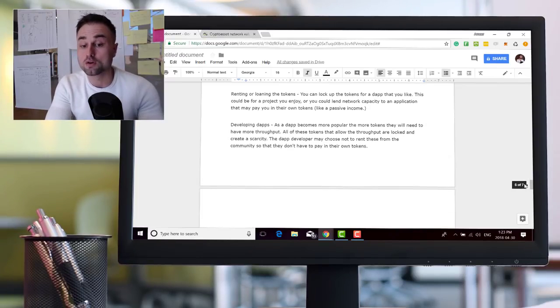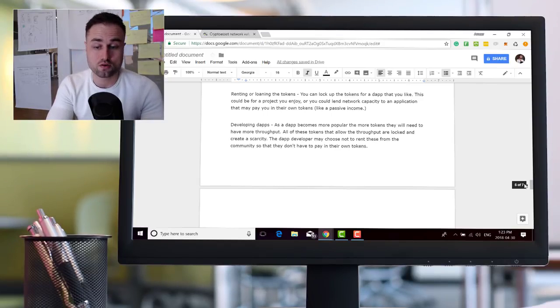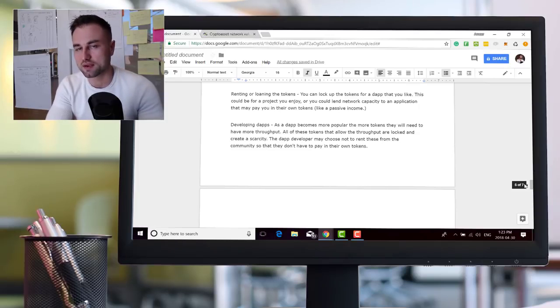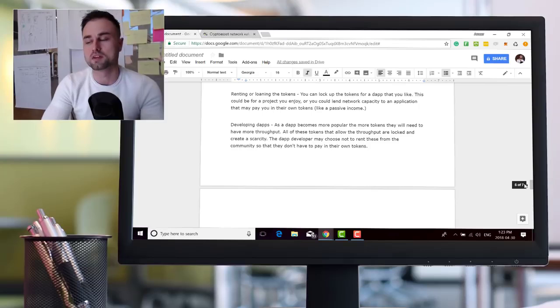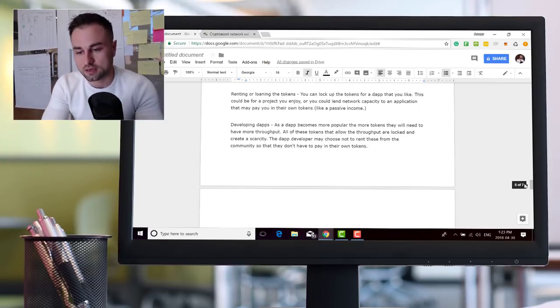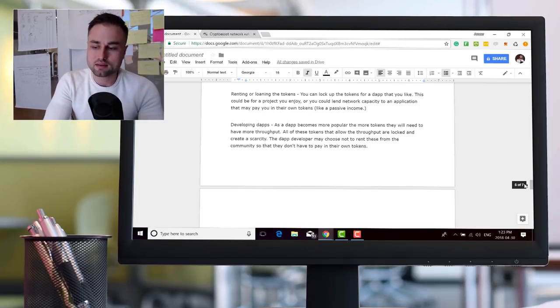Then you've got renting or loaning the token. You can lock up the token for a dApp you like. You could lend network capacity to an application that may pay you in their own tokens, like passive income, which sets off a lot of red alarms when I hear passive income in tokens, because then it's going to be securities, etc., etc.